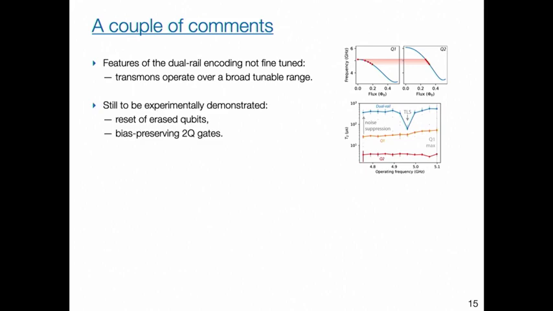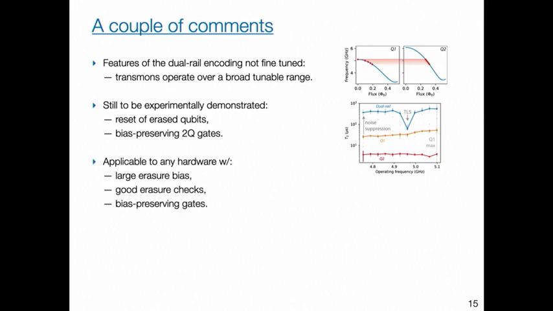Still, there's stuff to be experimentally demonstrated. For instance, we need to show that we can reset the erased qubit and that we can perform bias preserving two-qubit gates. Here, I was thinking about superconducting circuits, but those ideas are broadly applicable across different hardware, as we've heard already. What we need in each and every hardware to benefit from erasure qubits is, first, large erasure bias; second, the ability to perform erasure checks without disturbing the qubit; and third, bias preserving gates.